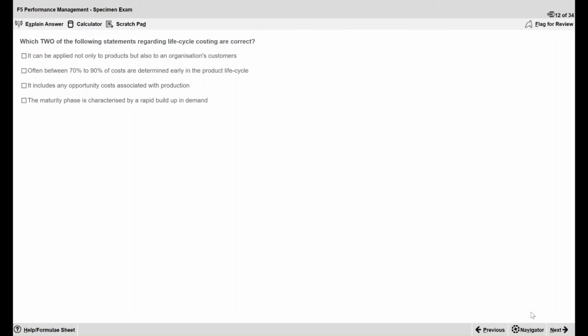Which of the following statements regarding life cycle costing are correct? It can be applied not only to the products but also an organization's customers. Often between 70 to 90% of costs are determined early in the product life cycle. It includes any opportunity costs associated with production. The maturity phase is characterized by rapid buildup in demand. Remember, rapid buildup in demand is the growth stage, not the maturity stage.